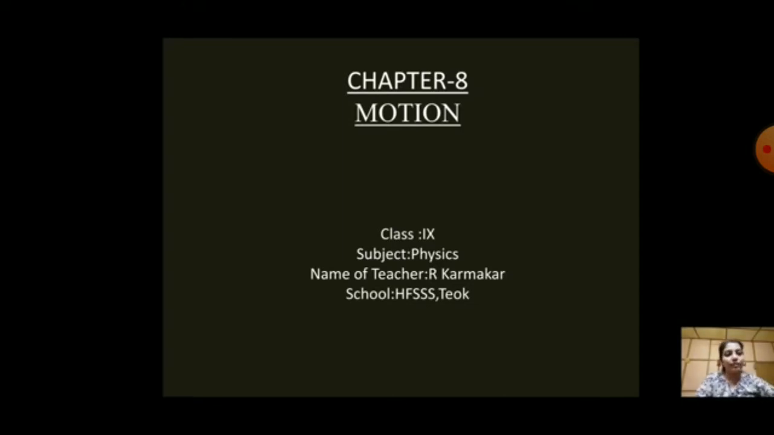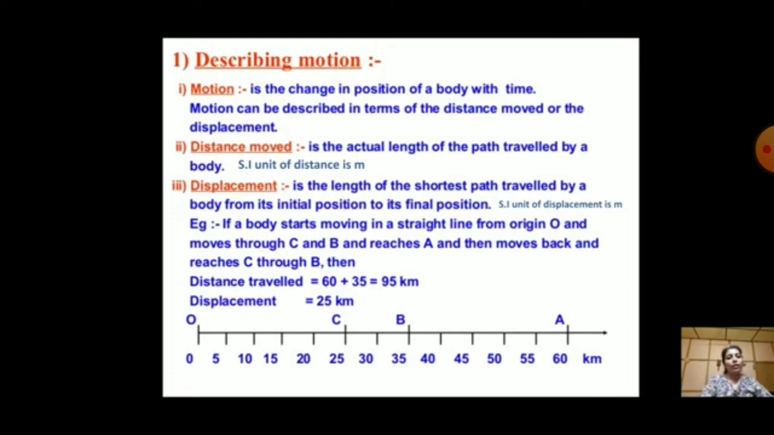So let's get started. We will start our class today with the definition of motion. Motion is the change in position of a body with respect to time. So if a body is changing its position with respect to time, that can be termed as motion. However, if the body is not changing its position with respect to time, then it is termed as rest.